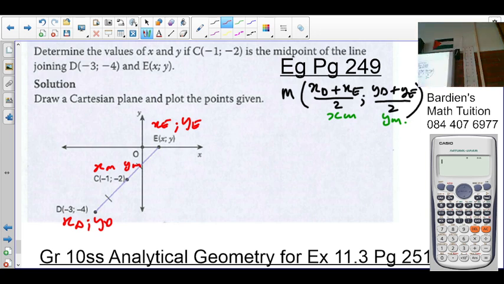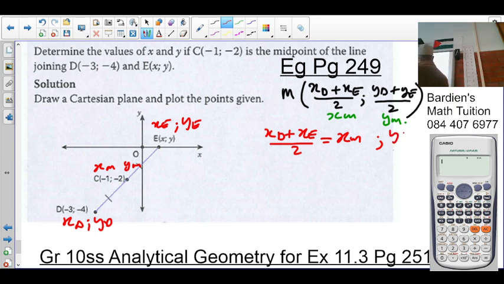So what is xD? Just remember, I'm going with that formula: xD plus xE over 2 is equal to x mid. That's what we're going with. And yD plus yE over 2 is equal to y mid. I'm going with this in mind. Okay?